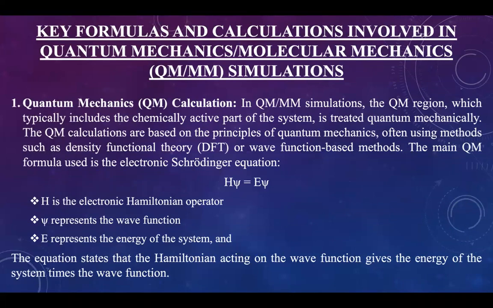Quantum mechanics calculation in QM/MM simulation. The QM region, which typically includes the chemically active part of the system, is treated quantum mechanically. The QM calculations are based on the principle of quantum mechanics, often using methods such as density functional theory, DFT, or wave function based methods. The main QM formula used is the electronic Schrodinger equation.